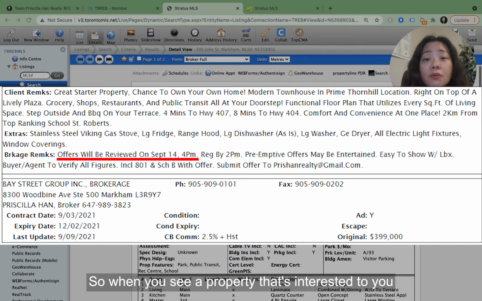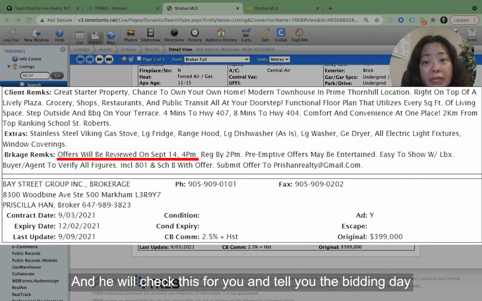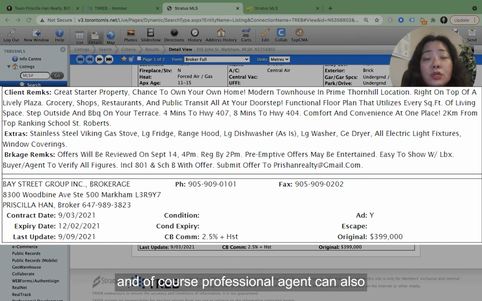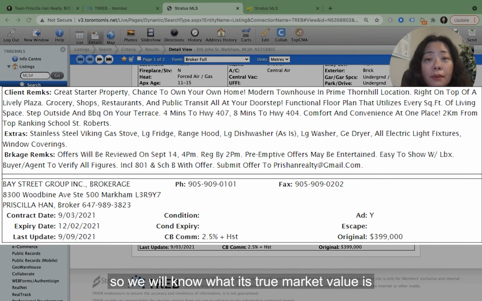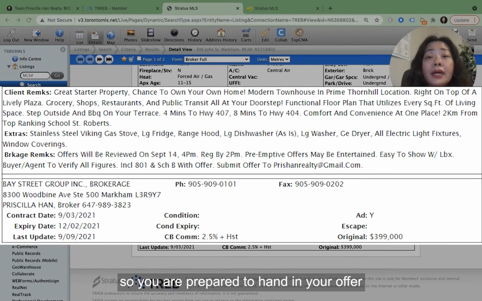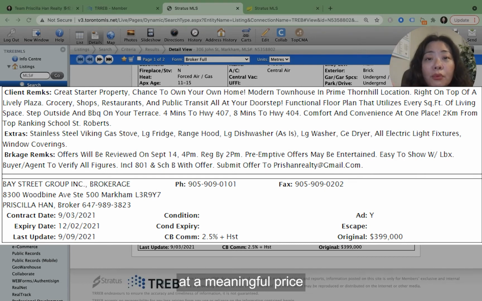So when you see a property that interests you, you tell him or her the MLS ID and address, and he will check this for you and tell you the bidding date. And of course, a professional agent can also give you an estimation of the market, so we will know what its true market value is. So you are prepared to hand in your offer at a meaningful price.